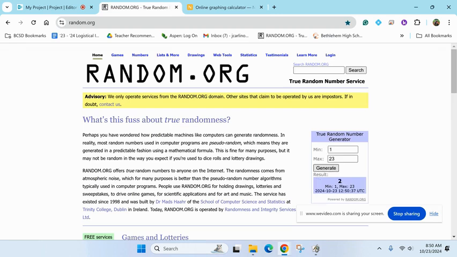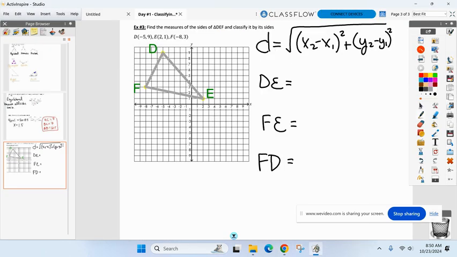What are we looking for that one here? Rowan, what do you guys got over here? DE. Radical 113. Good. That didn't simplify, so we leave it as square root of 113. Make sure everyone's got the correct work down. Square root of 113 for DE. All right, let's go FE.